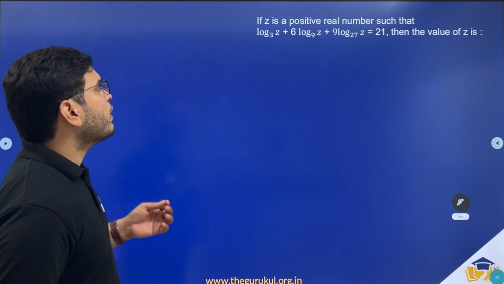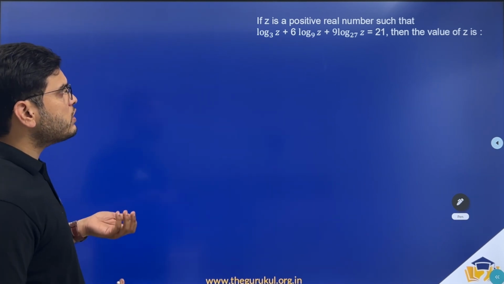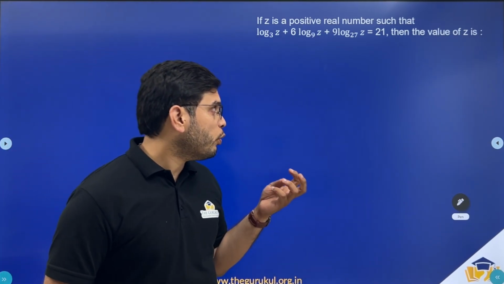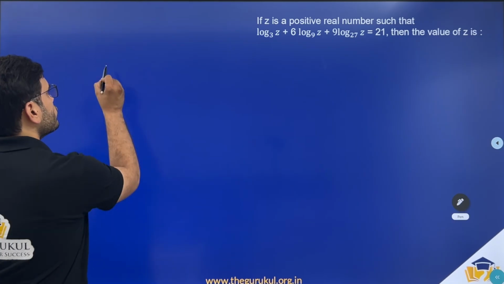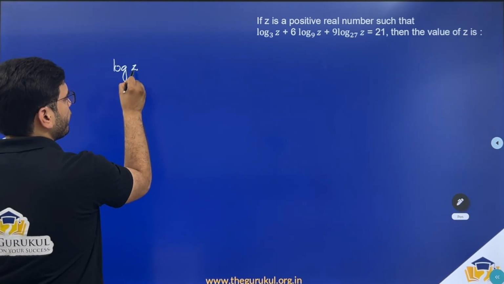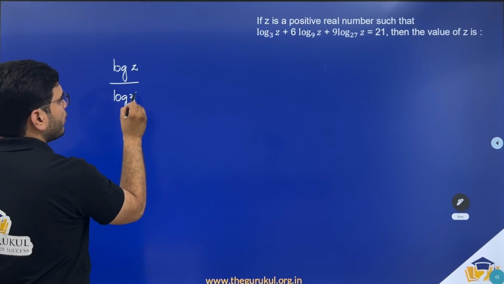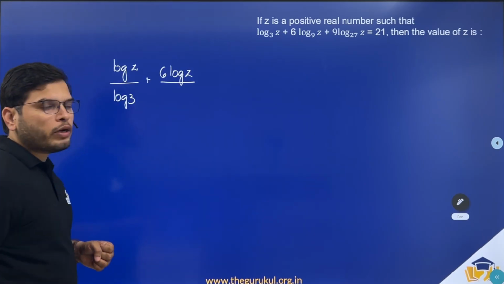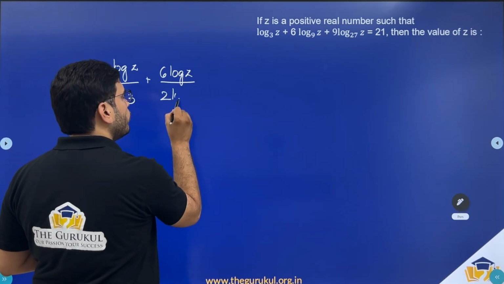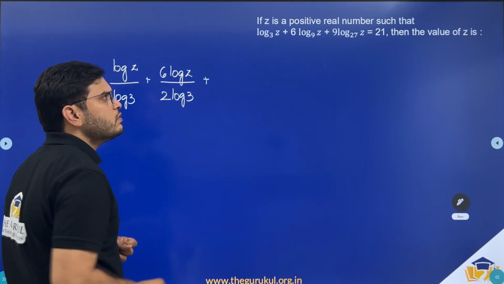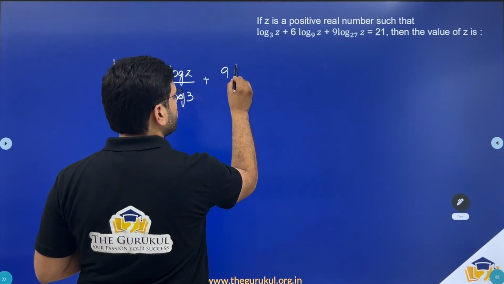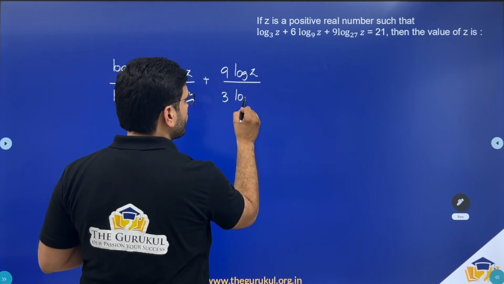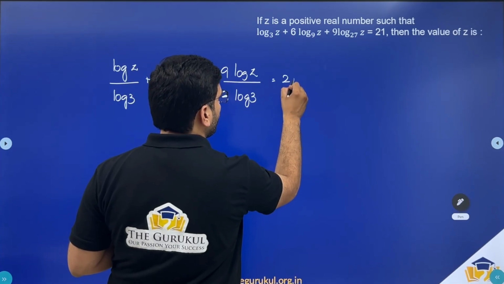Now coming to the third question, if z is a positive real number such that log z to base 3 plus 6 log z to base 9 plus 9 log z base 27 is equal to 21, then find the value of z, right? So let me write this as log z by log 3 plus 6 log z by log 9 can be written as 2 log 3 plus 9 log z by log 27 can be written as 3 log 3 is equal to 21.